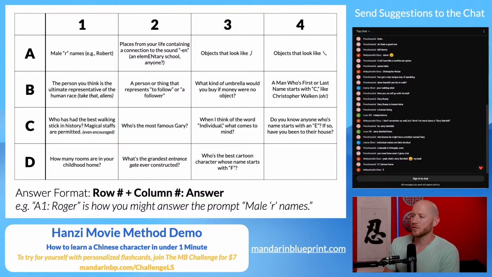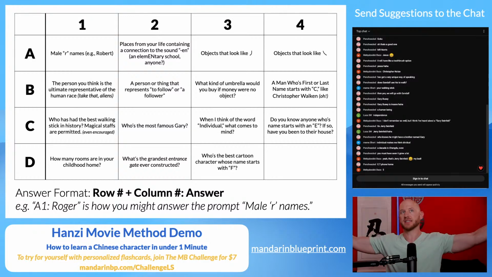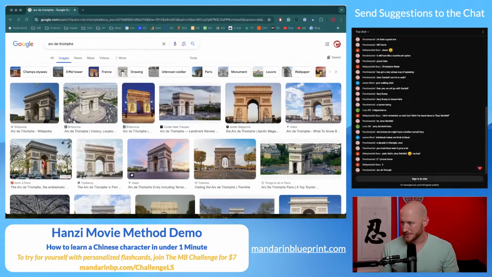Next, what's the greatest and grandest entrance gate ever constructed? What place can you think of where you're like, what an entrance this is? Any ideas? I think the one that comes up for me is the Arc de Triomphe. I don't speak French, so I'm probably pronouncing that incorrectly. But you probably all know this one. It's sort of like an entryway gate. I know that it's not necessarily an entryway, but it's like a metaphorical entryway. You know what I mean? So let's go with that for the representation of a grand entrance.